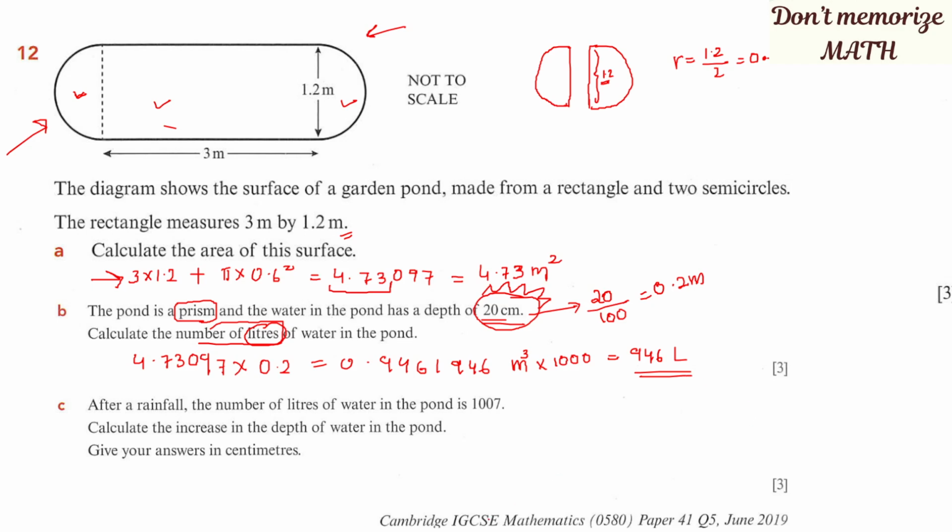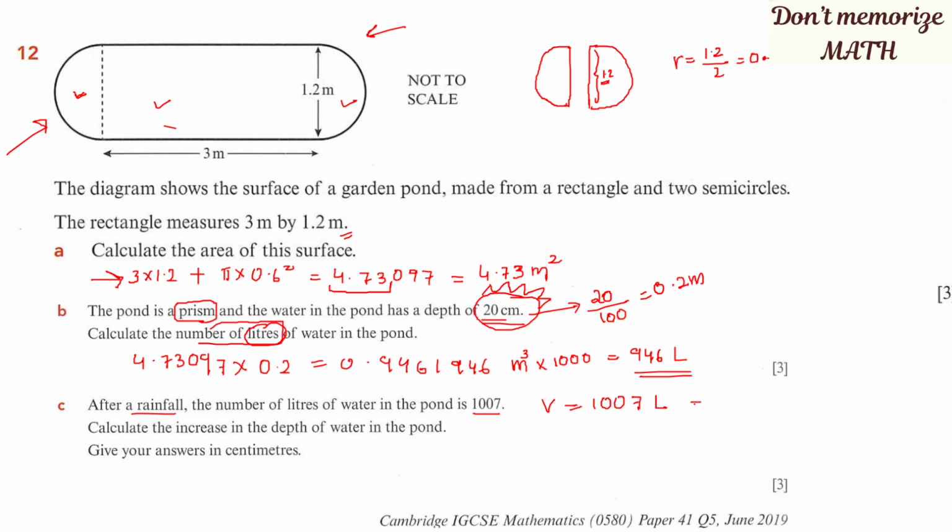Okay. After rainfall, the number of liters of water in the pond is 1007. Calculate the increase in the depth of water in the pond. Okay. Give your answer in centimeter. So what is volume? So volume is given here. How much water contains? That is volume, right? Volume is 1007 in liters.